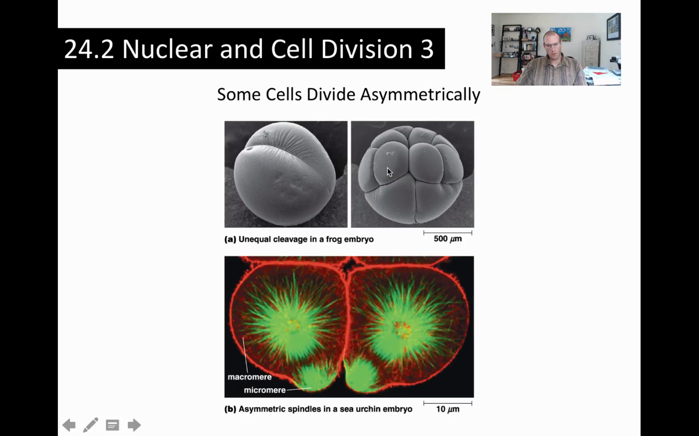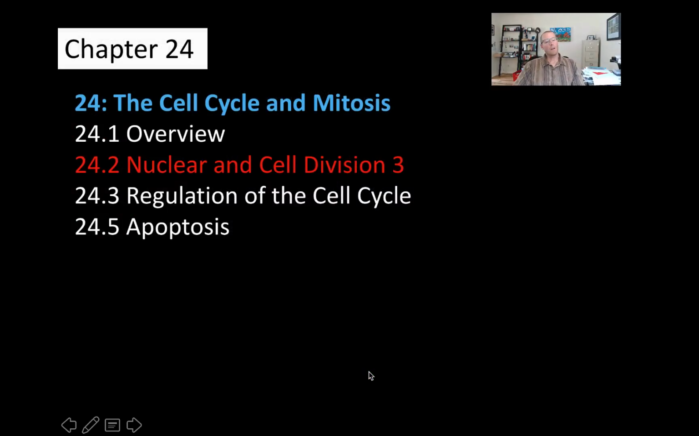So this is not uncommon during embryonic development when you are trying to give cells different developmental fates, if you like. So this cell could well differentiate into a different cell type than this one down here. And so that asymmetric division can contribute to varying developmental potentials. And you can see down here in this sea urchin embryo how asymmetric the spindle is. And so the cleavage furrow will form here to give you a bigger cell up here and a smaller cell down here. So that's wrapping up the end of nuclear and cell division 3.